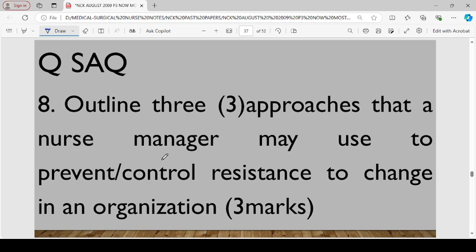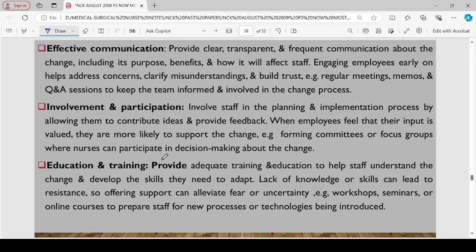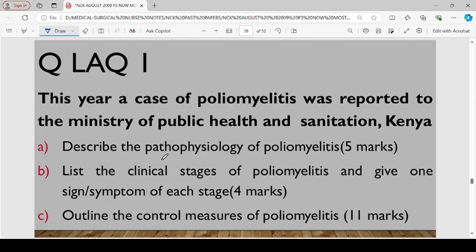Number 8, you outline 3 approaches that the nurse manager may use to prevent or control resistance to a change in an organization. So, as a nurse, in order to counter resistance, you have to carry out effective communication, also ensure that you are involving everyone and all the members are participating, also educate and do some training so as to ensure that they are supporting you.